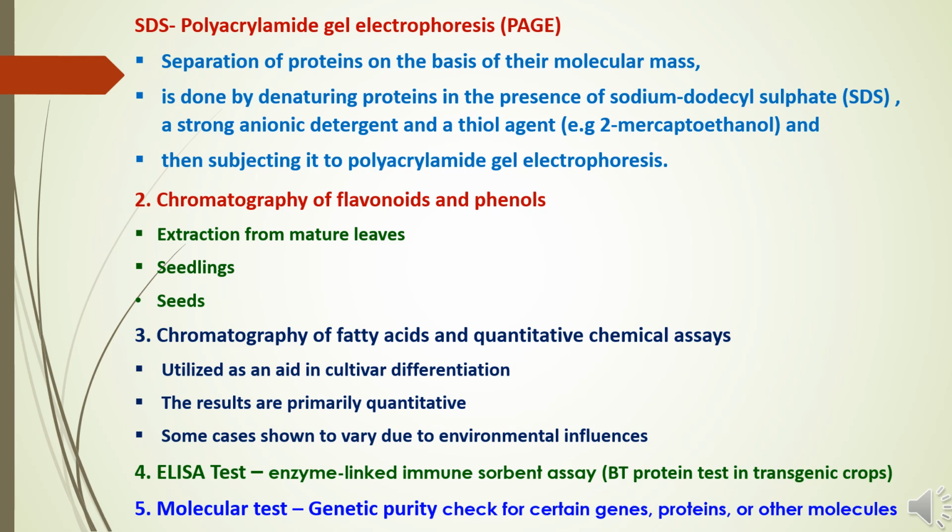Another test is the ELISA test, which is known as enzyme linked immunosorbent assay. This is used for Bt protein test in transgenic crops to verify the genuineness of varieties or hybrids. The next test is the molecular test, which is done to analyze the genetic purity, which is a check for certain genes, proteins, or other molecules which decide the genuineness of varieties.